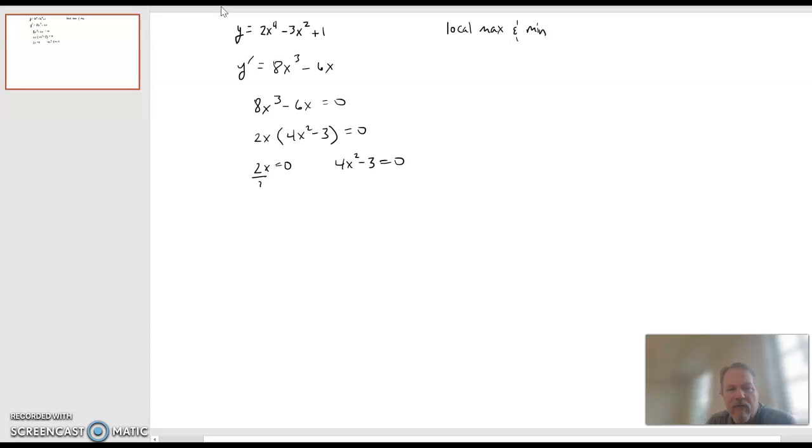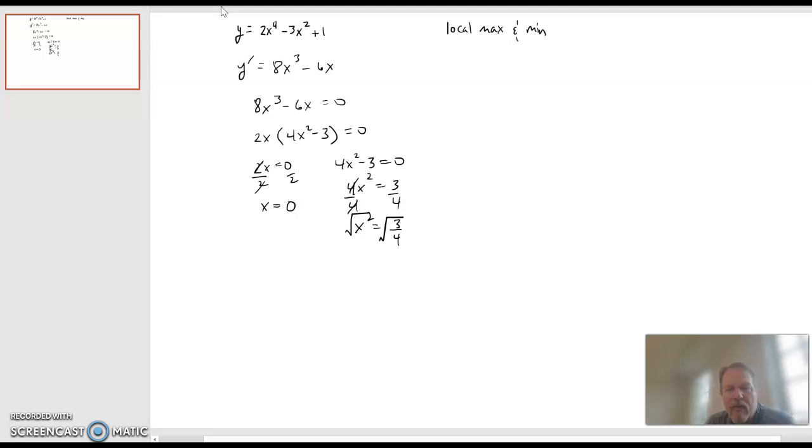If 2x is 0, I can divide both sides by 2. 2 divided by 2 is 1. 1 times x is x. 0 divided by 2 is 0. I get x equals 0. 4x squared minus 3 equals 0. I add 3 to both sides. I get 4x squared equals positive 3. Divide both sides by 4. 4 divided by 4 is 1. Times x squared is x squared equals 3/4.